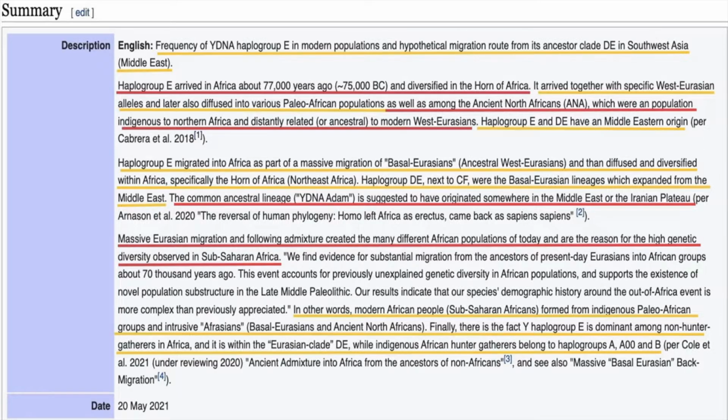The descendants of Basal Eurasians would have been the ancient North Africans, and basically they've been migrating back and forth to the Middle East and Africa. But these haplogroup E individuals, the Basal Eurasians, the ancestral ancient North Africans, would have basically been a Eurasian type of people, whereas the indigenous Africans were hunter-gatherers and they had haplogroups A and B, which from an old Earth and even a young Earth perspective would be the Hamites. But let's keep going further.